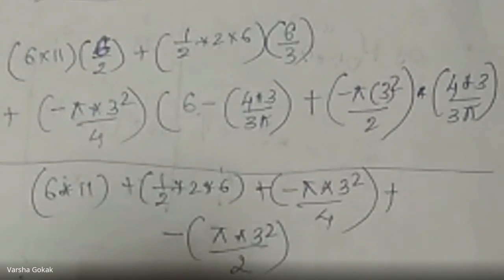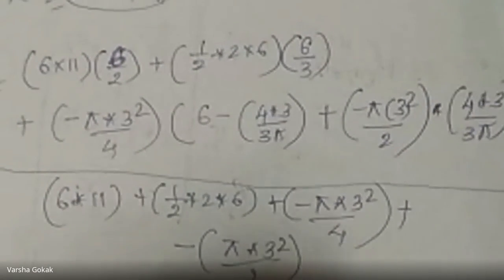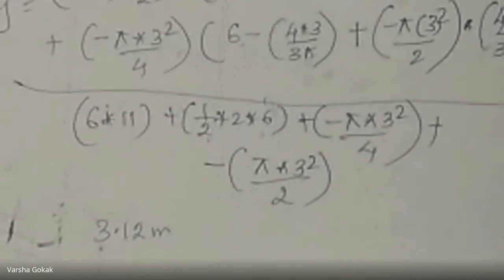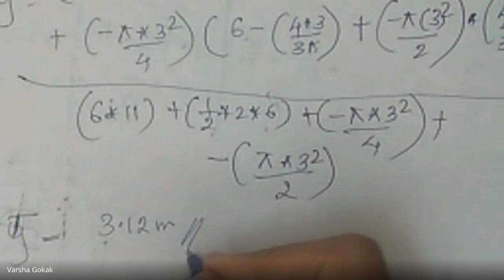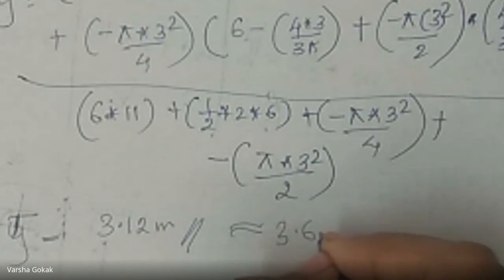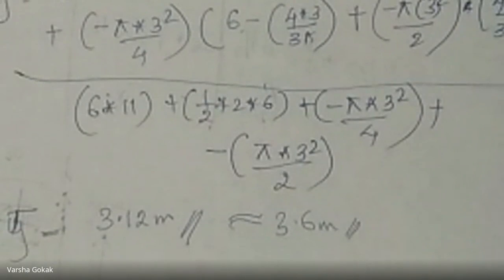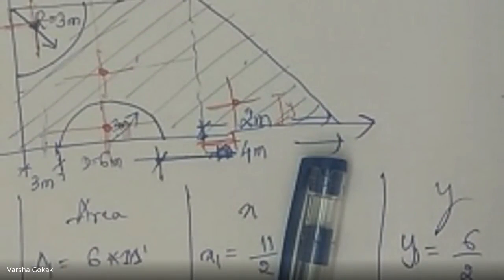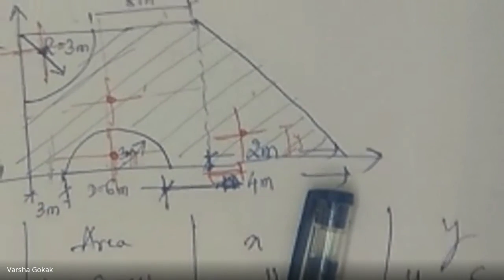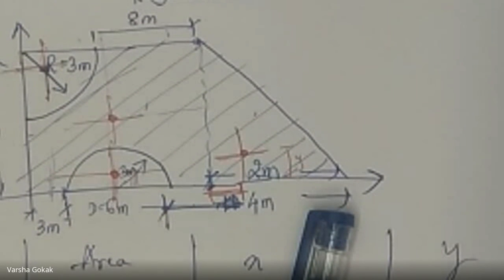3.12. 3.12 is fine. I have 3.6. Just check others also. Right? So this is about your numerical on the center of gravity for this particular figure. I will put it on a piece of paper and I'll circulate some more numericals. I want you to do them.